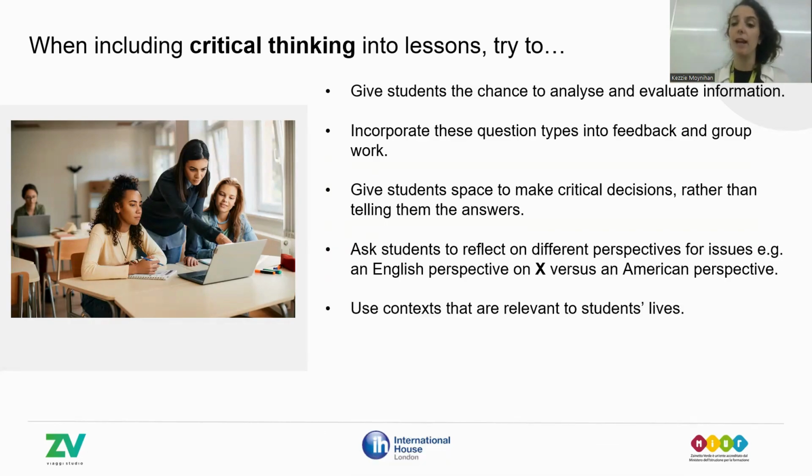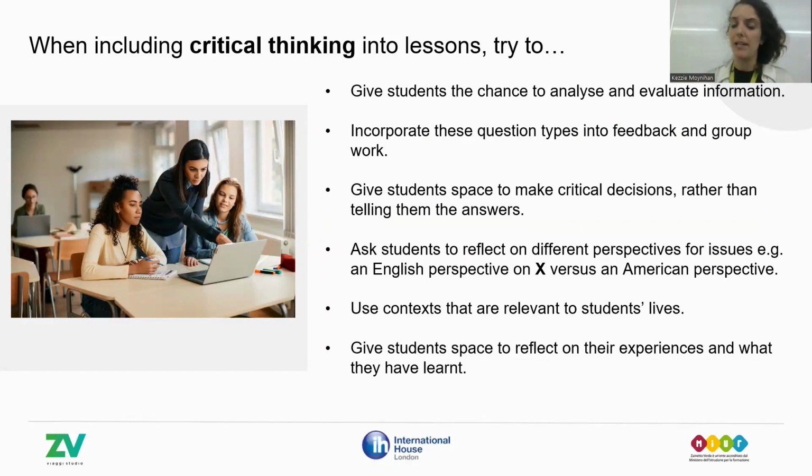Use contexts that are relevant to students' lives. It's very difficult to introduce criticality into the classroom if the contexts you're providing students are not relatable. It's easier for students to analyze and evaluate situations that are familiar and relevant to them. So initially, it's really important that you make sure that the topics and contexts you're using to teach criticality are relatable to students.